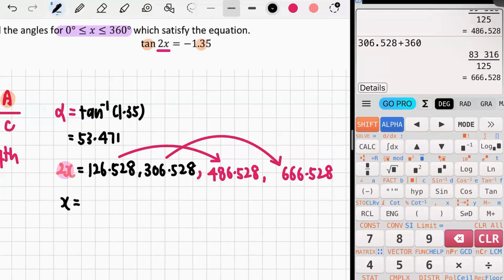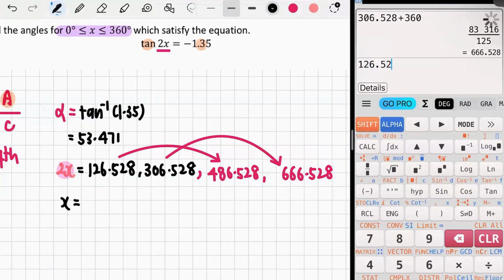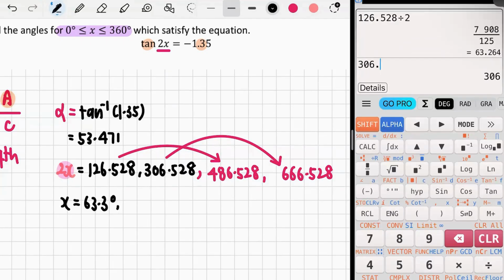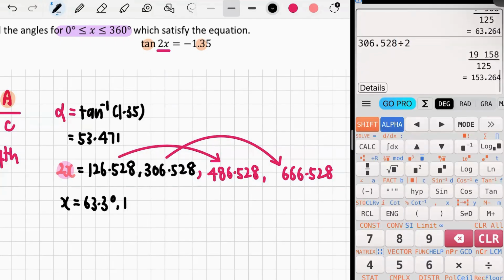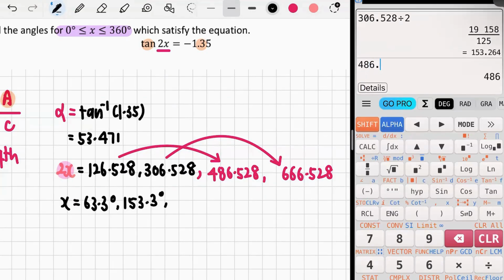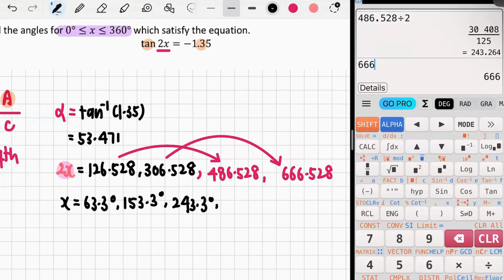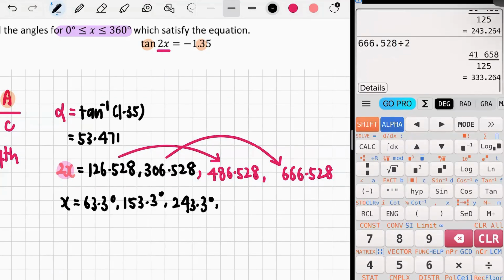Okay, so let's say if I divide by 2, 126.528 divided by 2, 63.3, one decimal place. 306.528 divided by 2, that's 153.3, one decimal place also. 486.528 divided by 2, 243.3. Last one, 666.528 divided by 2. This is 333.3. So everything here in one decimal place.